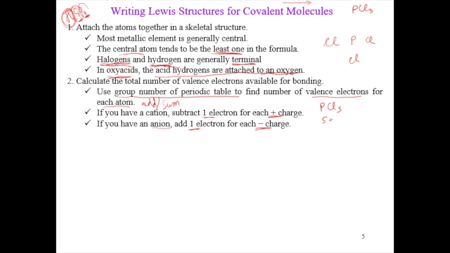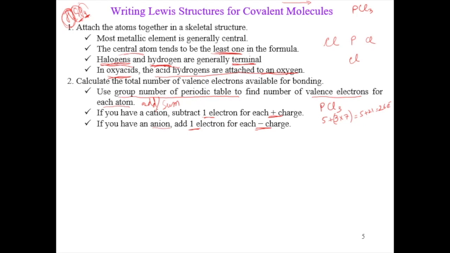How about chlorine? Each chlorine has 7 valence electrons. It belongs to group number 7. How many atoms of chlorine do we have? 3, which means I have 3 times 7 valence electrons coming from chlorine. So in total, this would give you 5 plus 21, which is 26 electrons. It's neutral, so we neither add nor remove any electrons. So the total number of electrons here is 26.